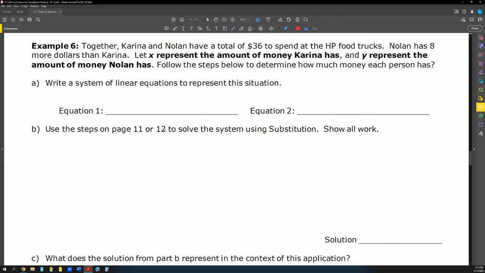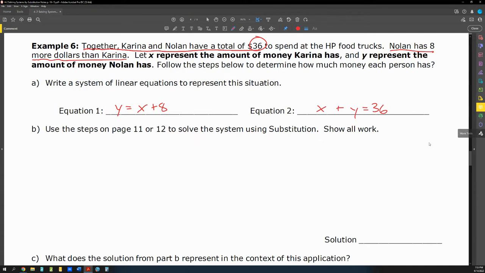Equation 1. We'll say that x is the amount of money Karina has, and y is the amount that Nolan has. We know that Nolan has $8 more than Karina, so we can set up the equation y equals x plus 8. We also know that together, Karina and Nolan have a total of $36. So if we add up the money that they both have, x plus y, then it should total $36. So now we have these two equations.